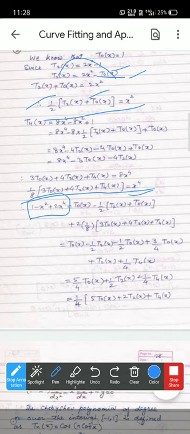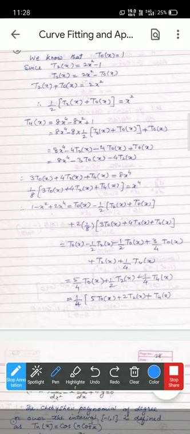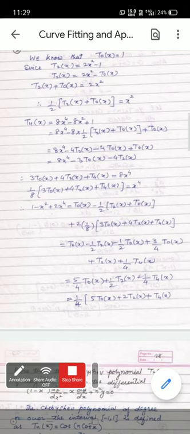1 - x² + 2x⁴. So we get T0(x) - 1/2 (T2(x) + T0(x)) + 2 × 1/8 (3T0(x) + 4T2(x) + T4(x)). This 1 as it is, ye x² ki value rakhi yahan se, aur ye x⁴ ki value rakhi yahan se. So solving this, we get 1/4 (5T0(x) + 2T2(x) + T4(x)).